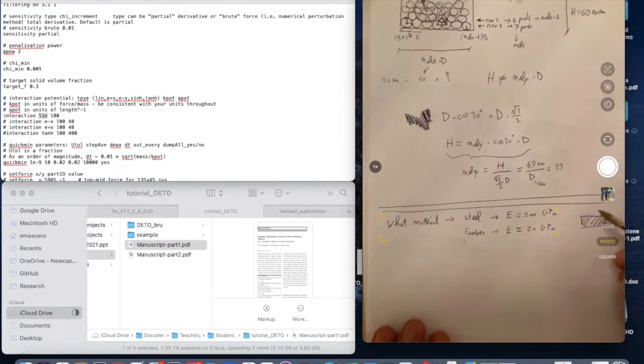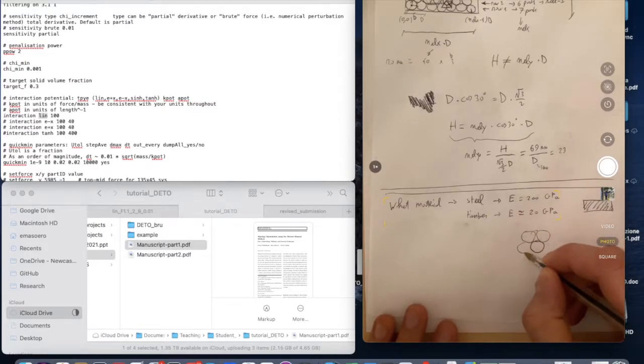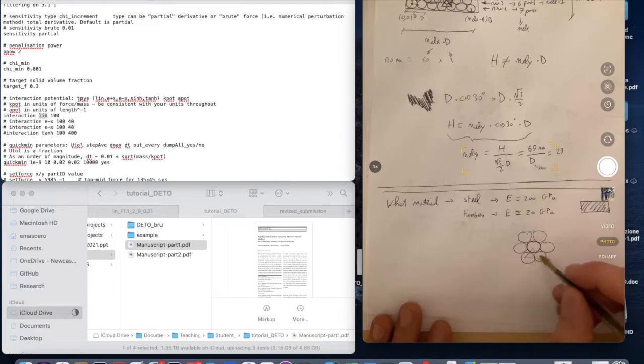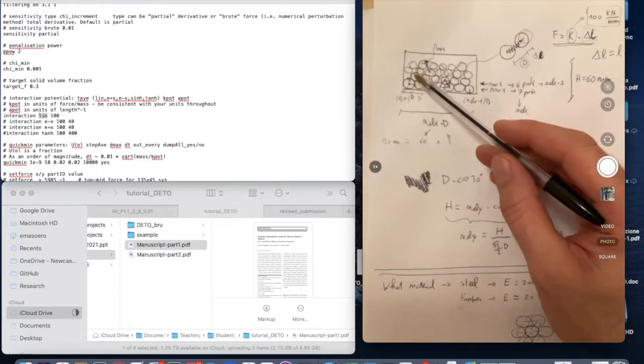Then you can consider that one particle in our system has 6 neighbors: 2, 3, 4, 5, and 6, okay? In the lattice, in the hexagonal lattice that we have defined before, each particle up here has 6 neighbors, like I'm showing here.